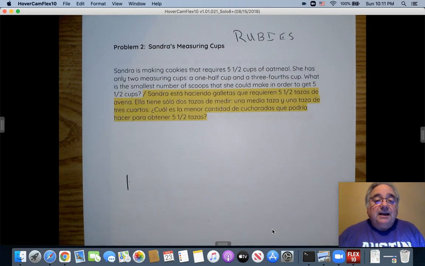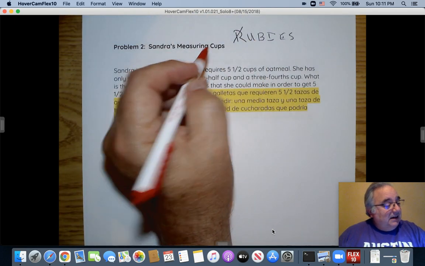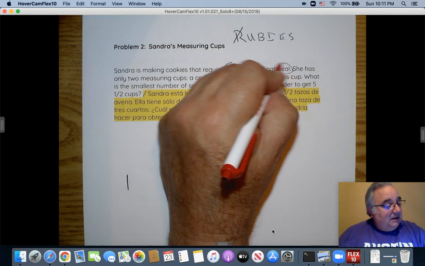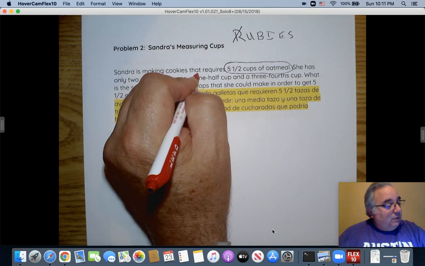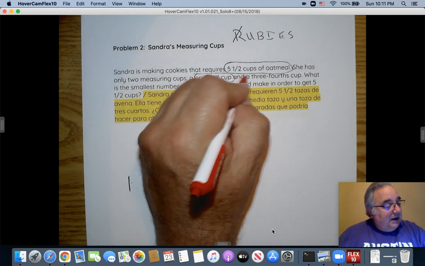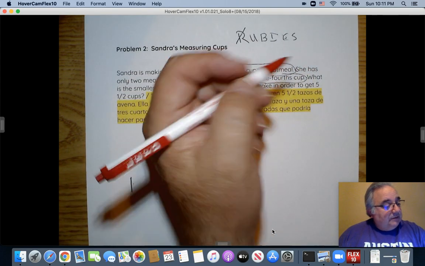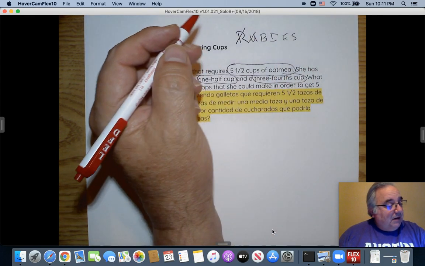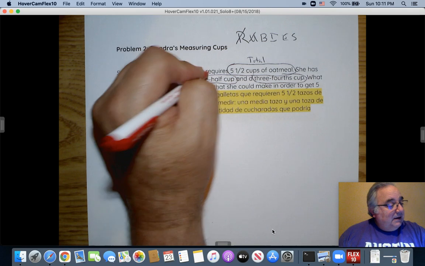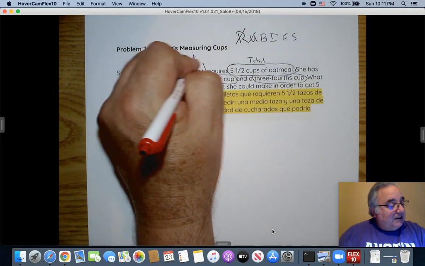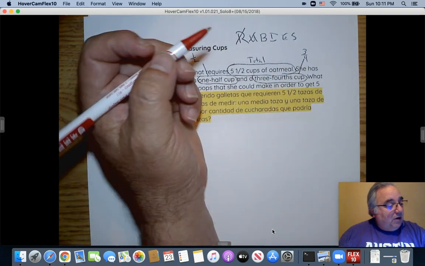Well, I've read that, so I can scratch that out. And I'm going to be underlining or circling important information. She has a 1.5 cup and a 3/4 cup. So I underline that. This is the total that I need, 5.5 cups, right? 1.5 cups, and the right fraction is 1/2. 3/4 is 3/4.